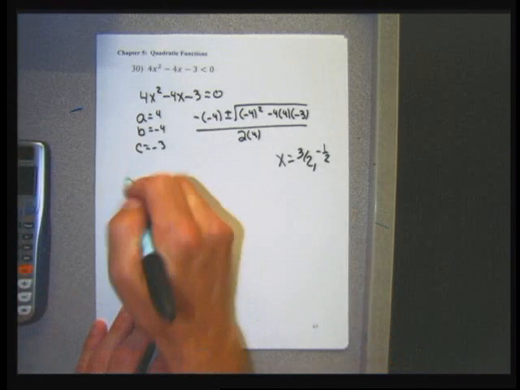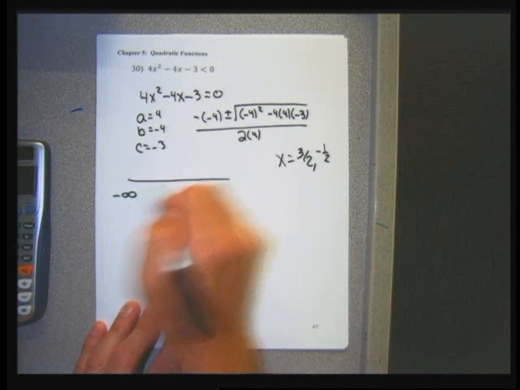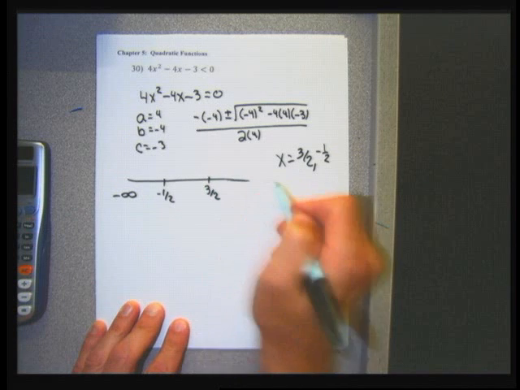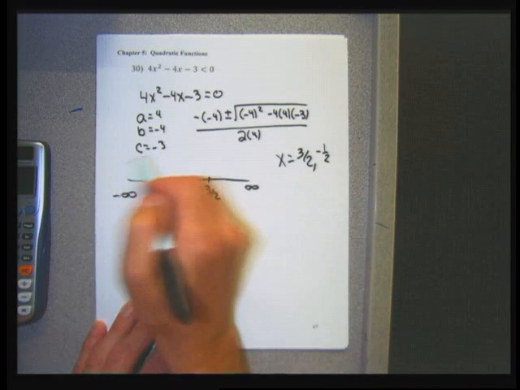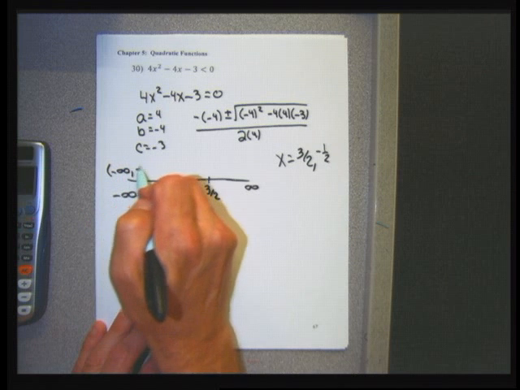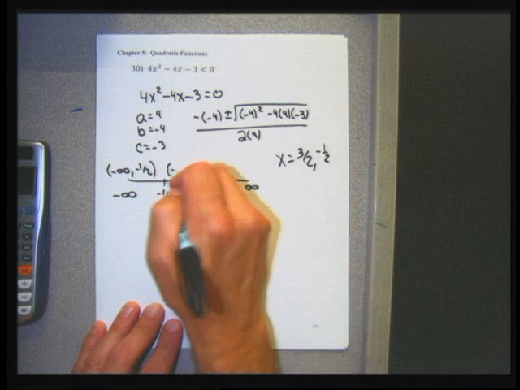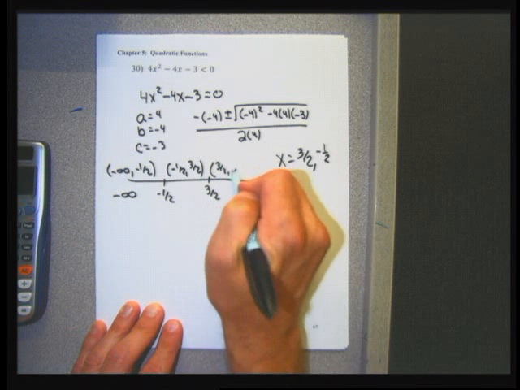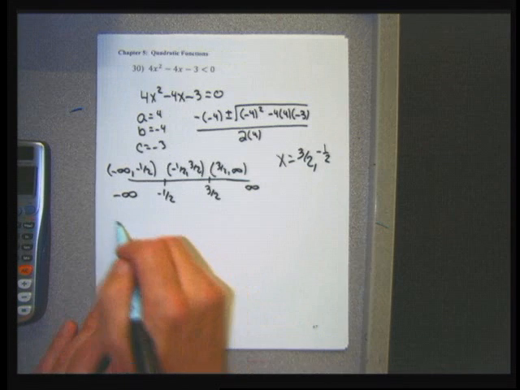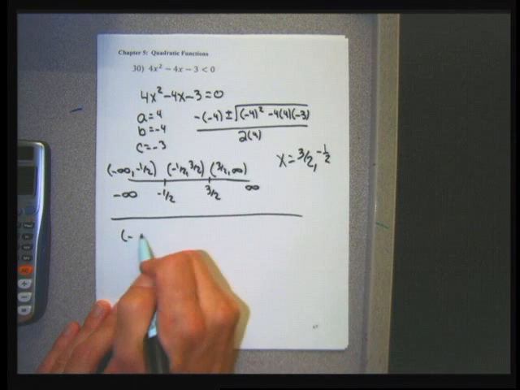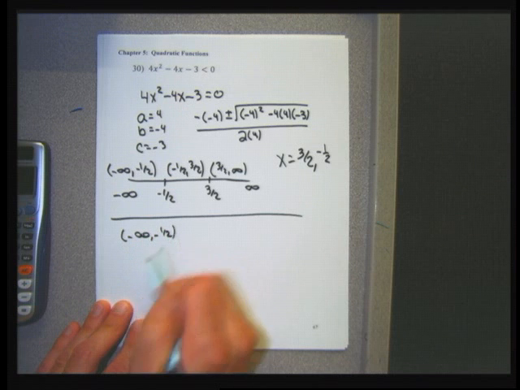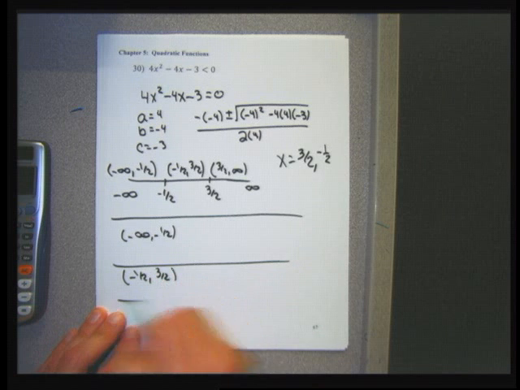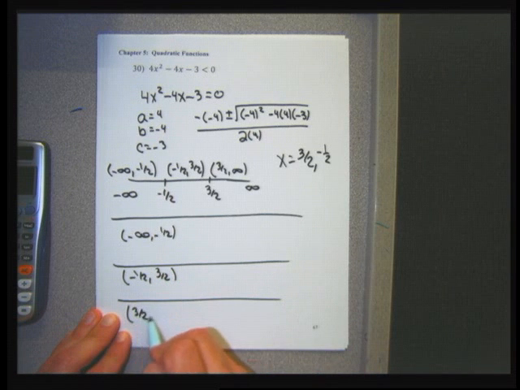So my intervals are going to be -infinity, then I'm going to put down -1/2, then I'm going to put down +3/2, then I'm going to put infinity. My intervals are going to be -infinity to -1/2, and then -1/2 to 3/2, and then 3/2 to infinity. And so my table: first interval -infinity to -1/2, second interval -1/2 to +3/2, last interval +3/2 to infinity.